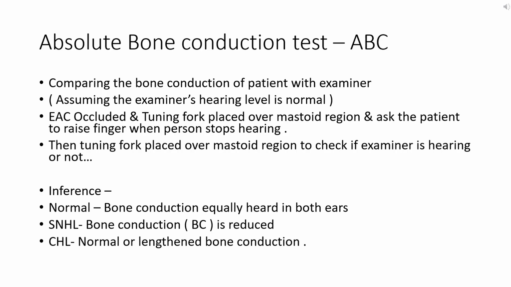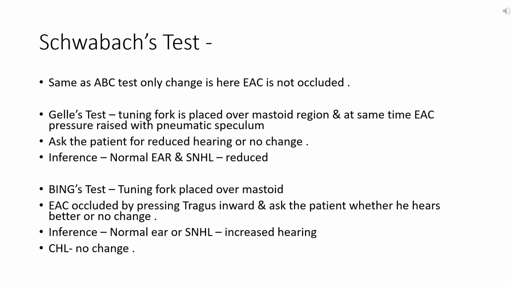What is the inference of absolute bone conduction? It will be labeled as normal if bone conduction is equally heard in both the patient and the examiner. It will be labeled as sensorineural hearing loss if bone conduction is reduced in the patient compared to the examiner, and it will be labeled as conductive hearing loss if there is normal or lengthened bone conduction. Now coming to the Schwabach test, it is the same as the absolute bone conduction test. The only change is that the external auditory canal is not occluded, while in absolute bone conduction, the external auditory canal was occluded.